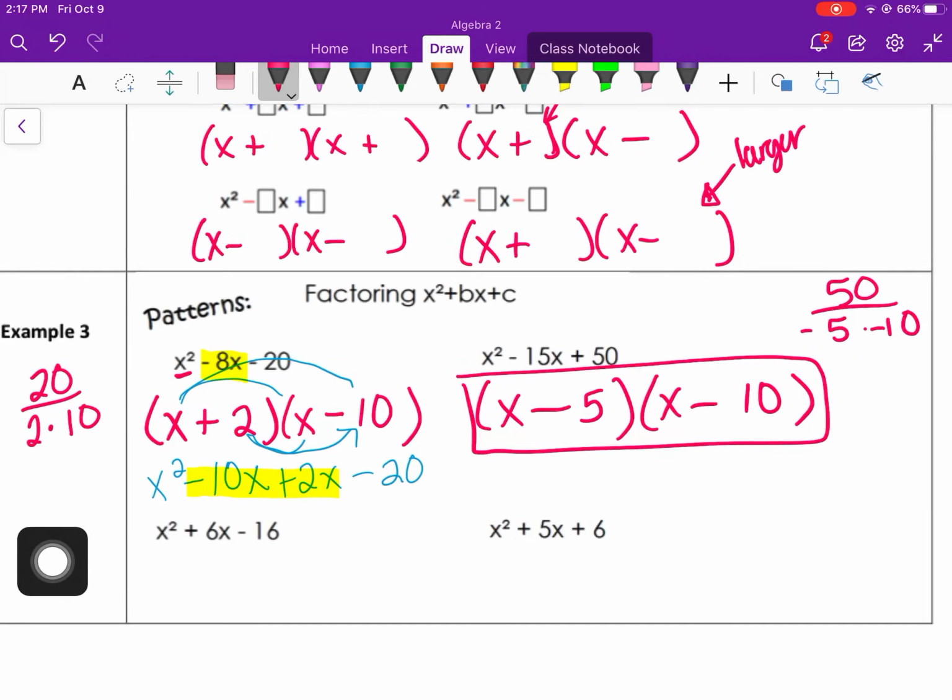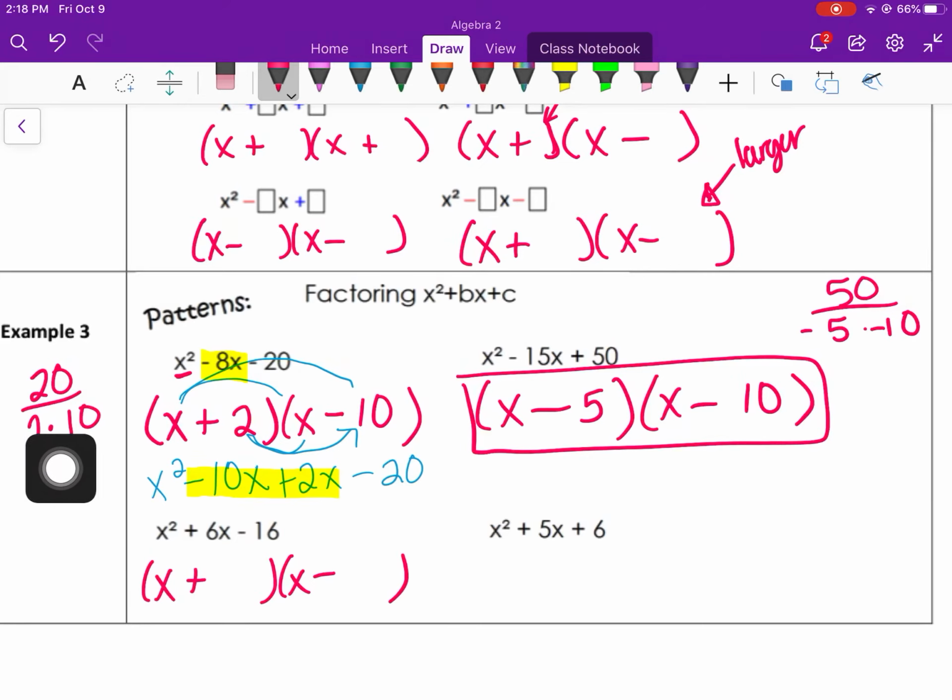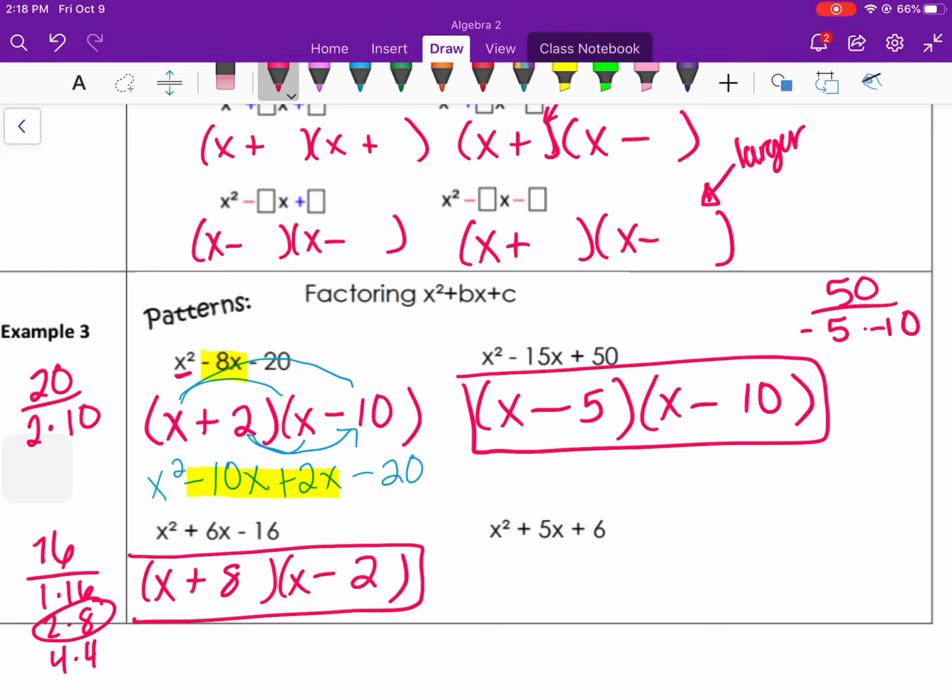Okay, the bottom one right here, this is x squared again, so it's x times x. It multiplies to a negative on the end, so you're going to have one positive and one negative. This time your positive factor is going to be larger because it has to add up to a positive 6 in the middle. So to make 16, we got 1 and 16, 2 and 8, 4 and 4. The only way you can make 6 is with 2 and 8. And it's actually 8 minus 2, so it'll be positive 8 and negative 2, because then you have 8x and negative 2x, and that'll equal 6x.